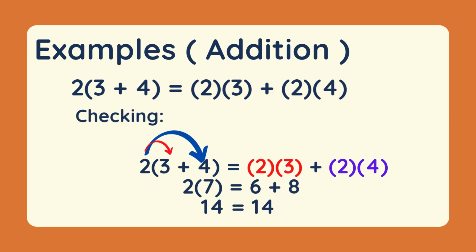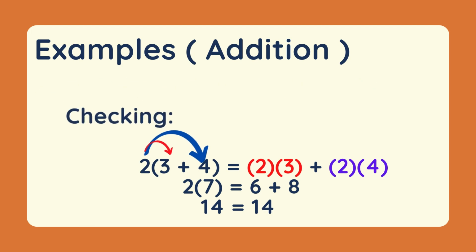So here are the examples. We have 2 times the quantity 3 plus 4 equals 2 times 3 plus 2 times 4. Let us check if we will arrive at the same answer. Let us deal first with the operation on the left, the one with the parentheses. So let us simplify first: 3 plus 4 is equal to 7. Then multiply it by 2, that is 14. And on the other side, we have 2 times 3 plus 2 times 4. Simplifying, that is 6 plus 8, which is also equal to 14. So for addition, that is also true.